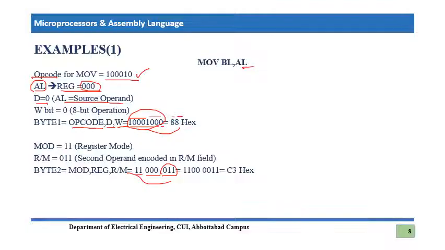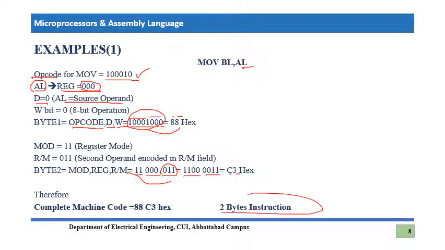We just decided it. So if we put them in order and code them, it is 1100, that means it is simply C, and 0011, that means 3. So our machine code is basically 88C3. This is a 2-byte instruction. One can see the first byte is 88 hex and the next byte is C3 hex. So the complete information will be 88C3 hex.